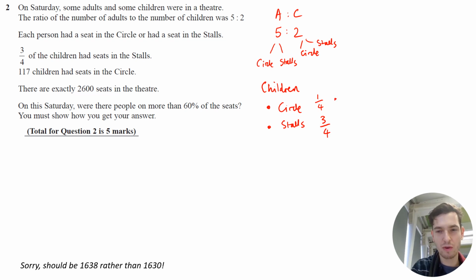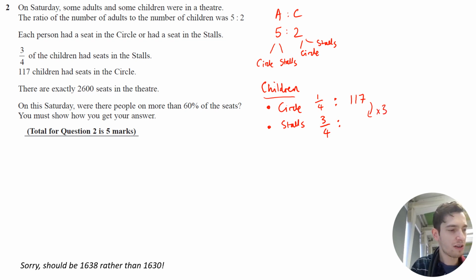And what else do I know? I know that 117 children had seats in the circle. So I think that 1/4 is equivalent to 117. Now, can I work out something else? Yes. I think I can work out how many children are sat in the stalls. How do I get, what's my scale factor from 1/4 to 3/4? Times by 3.